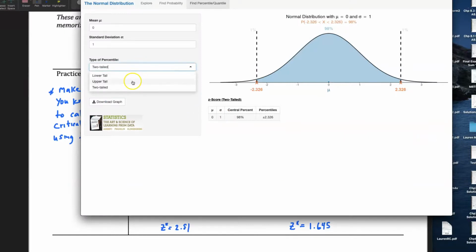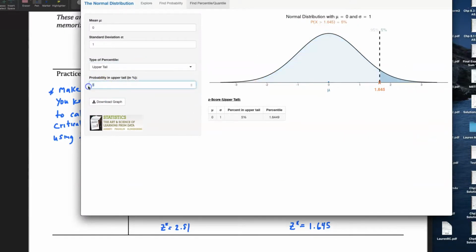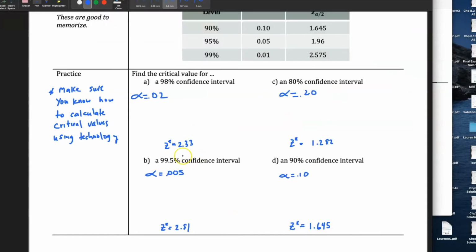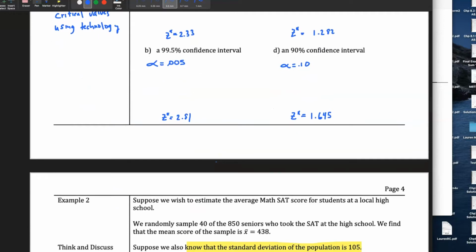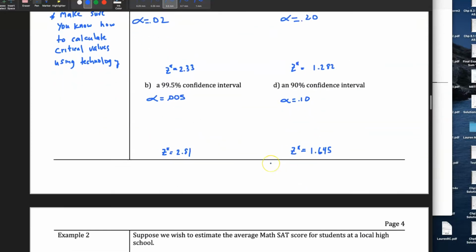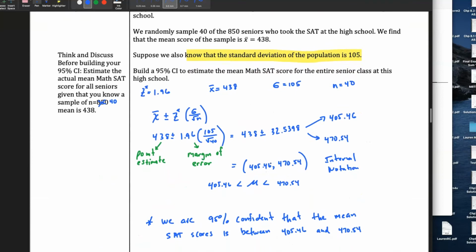If you're going to use a right tail, the upper tail, then the percent is 1 because it's alpha divided by 2. You can see again, you get your 2.33 again within here. So make sure you know how to do that, because we're going to end up using this skill of calculating critical values to go ahead and do some examples here.